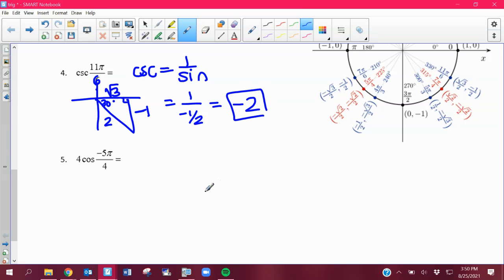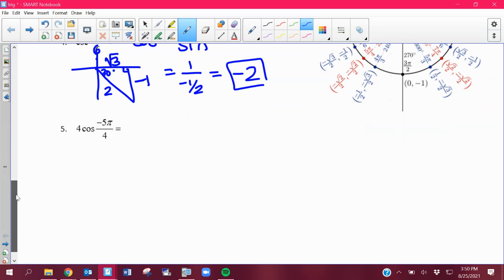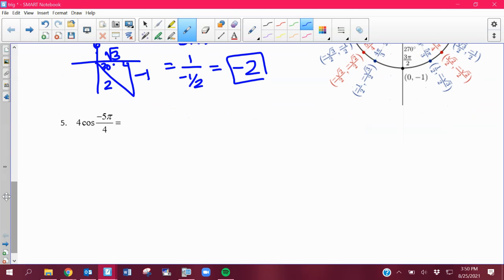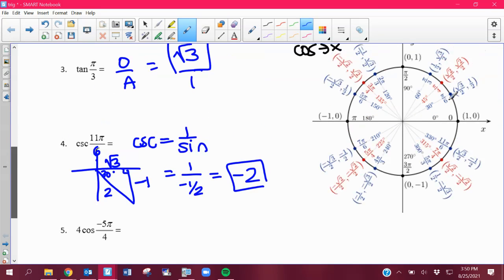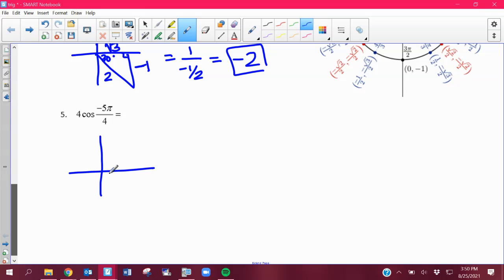Okay, so again, cosecant goes with sine, secant goes with cosine, and cotangent goes with tangent. Okay, so this last one has 4 cosine of negative 5 pi over 4. Remember, whenever I'm going around the unit circle, I normally go around counterclockwise, so it gets bigger as you go around. If you have a negative, it just changes the direction that you're plotting. So instead of going up and around, I'm going to go down and around. So if I go down and around to negative 5 pi over 4, this would be 4 pi over 4. So 5 pi over 4 is in quadrant 2. Struggle bus.